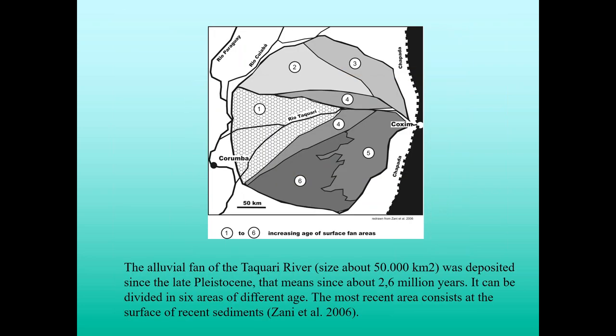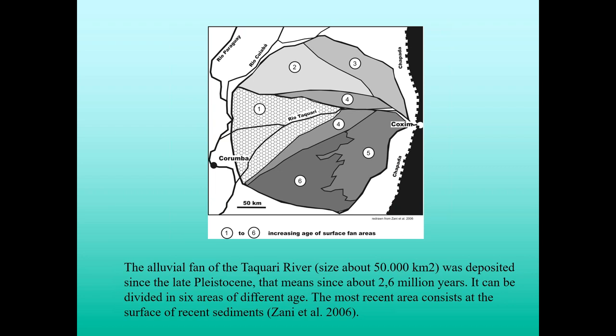Here you see a close view of the mega fan of the Taquari River, which covers an area of about 50,000 square kilometers. The river has deposited the sediments during many hundreds of thousands of years, and the different areas can be differentiated by the age. The most recent one is the part with the number one, where the river still actually puts recent sediments in.